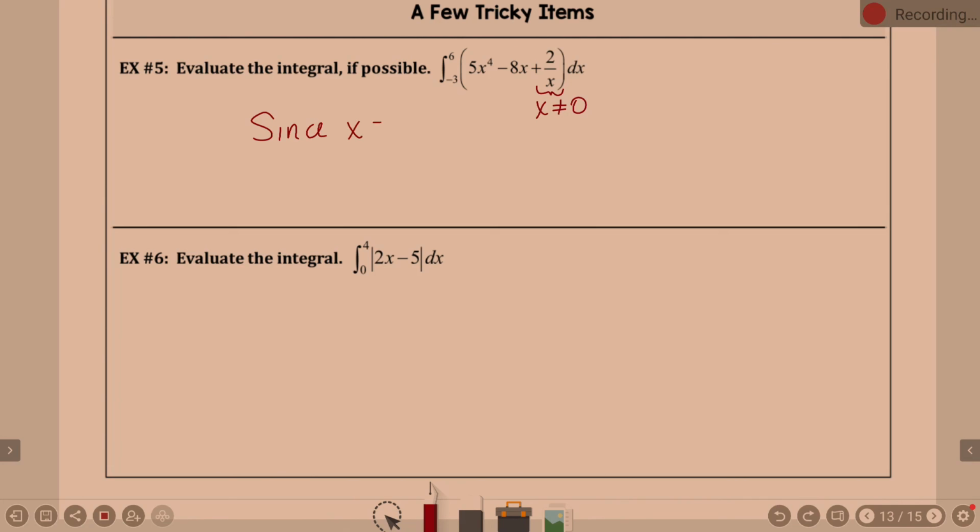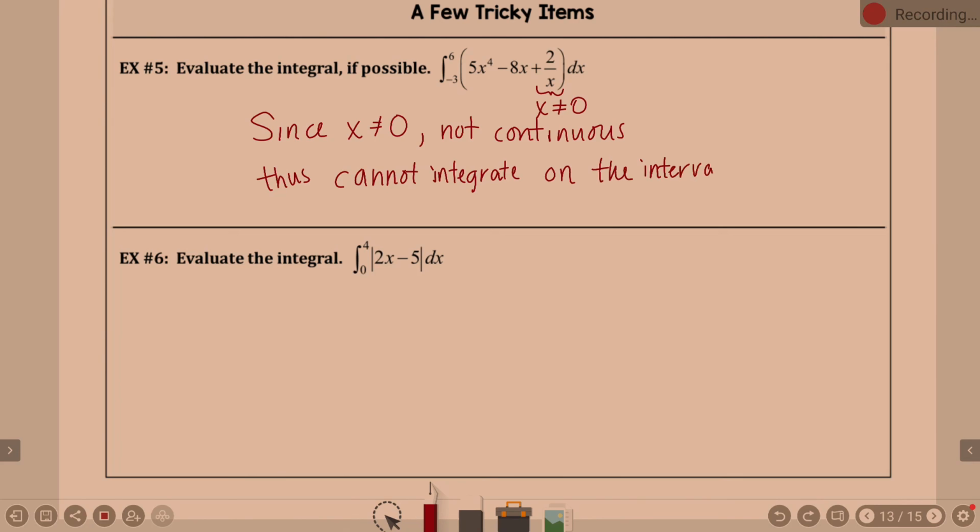Since x cannot equal 0, I'm just writing this basic because I'm running out of time. Not continuous. And I'm going to say, thus, cannot integrate on the interval -3 to 6. Am I saying you can't integrate at all? You can integrate, just not when x equals 0, and that's on that interval there. Okay?